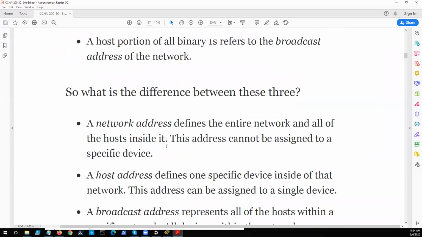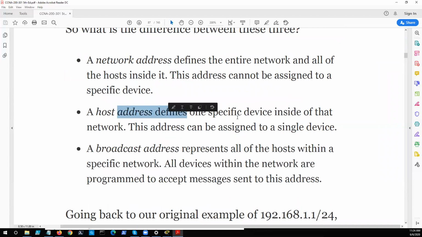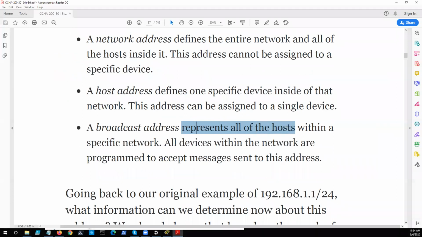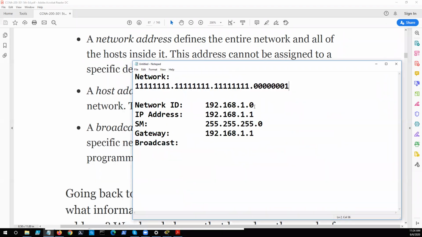Is that clear? Any questions? So a host address defines one specific device, usually noted on the right-hand side. The broadcast address represents all of the hosts within a specific network. That means anybody sitting in the same network will receive a packet transmission, whether your IP is 2, 3, 4, 5, 6, or up to 254. Now, the broadcast address is always at the end, whatever the end is. We're going to find that out later.